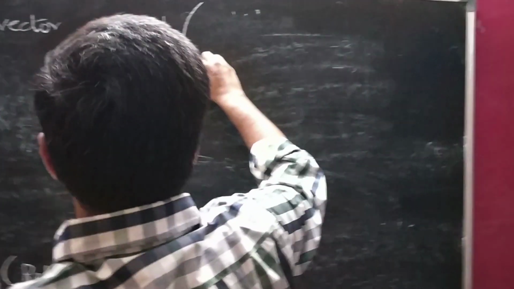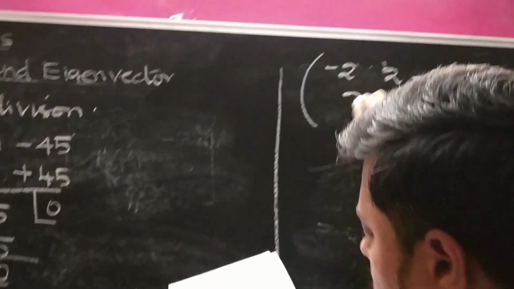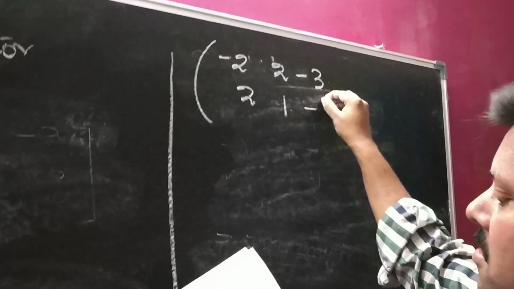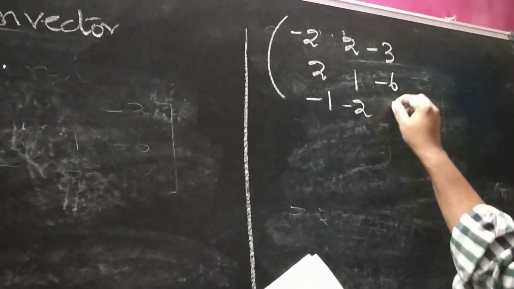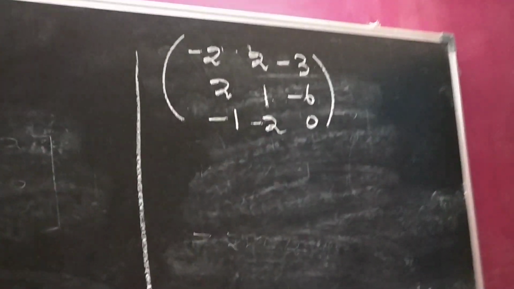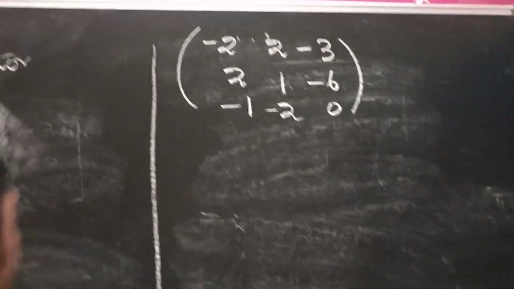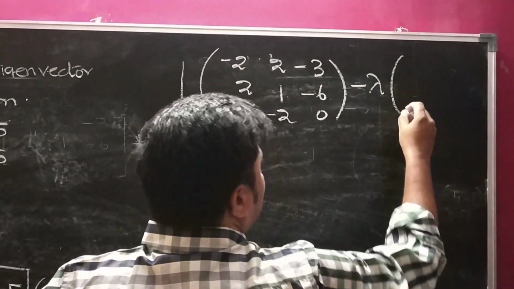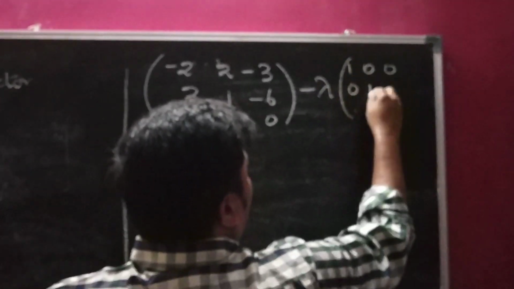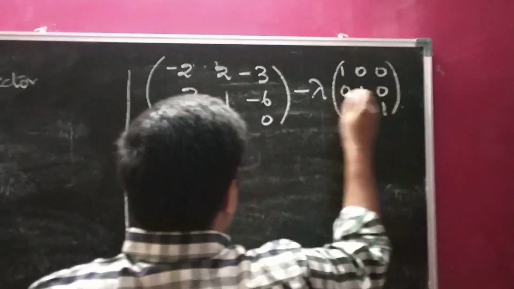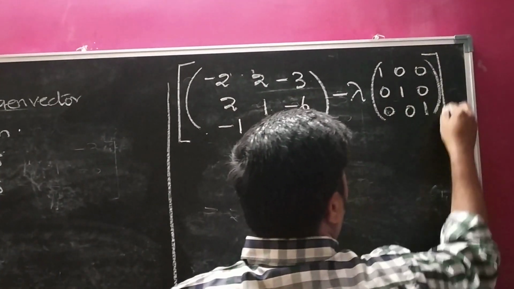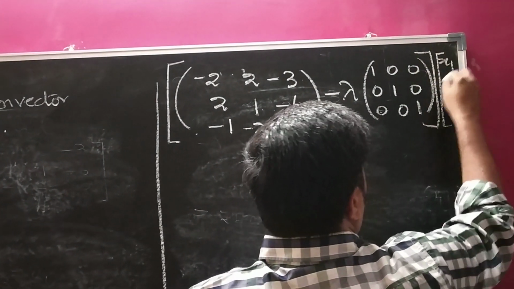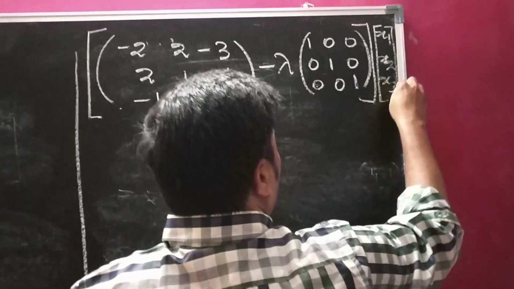What is A? A is the given matrix. A matrix is minus 2, 2, minus 3, 2, 1, minus 6, minus 1, minus 2, 0. A matrix, right? A minus lambda I. Lambda into I, I is the unit matrix for 3 by 3, into x, the non-zero column vector for 3 by 3, x1, x2, x3 equal to 0.